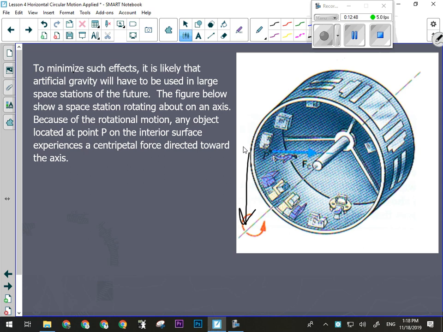Okay, so this is what we use. We have normal force providing a centripetal force. And we want that normal force to feel like what force? Gravity. How do we calculate force of gravity? M times g. Okay?